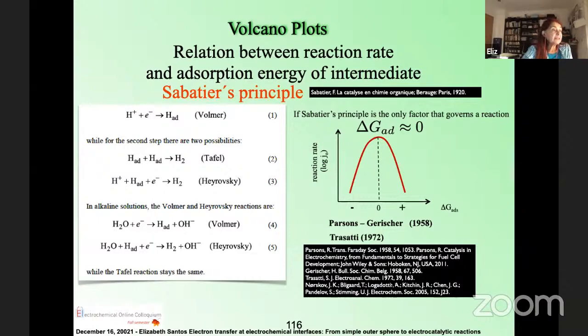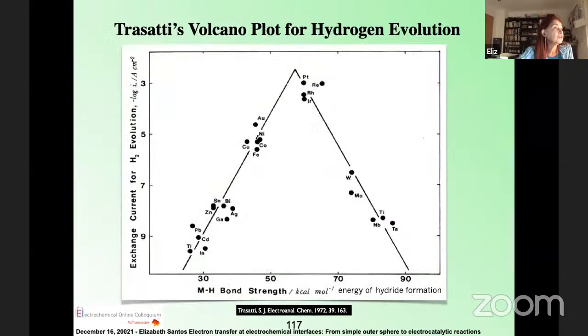And in the 70s, Trasatti took up this topic again, and more recently, also involving theoretical calculations, the group of Norskov used these concepts. And this is the original plot of Trasatti, applied to the hydrogen evolution reaction, as a function of the energy of hydride formation of the metals.